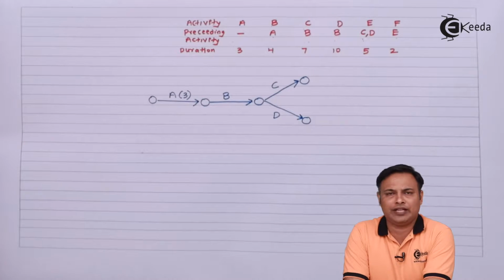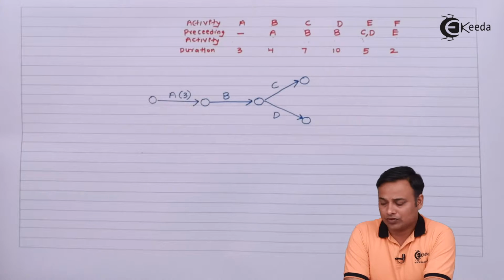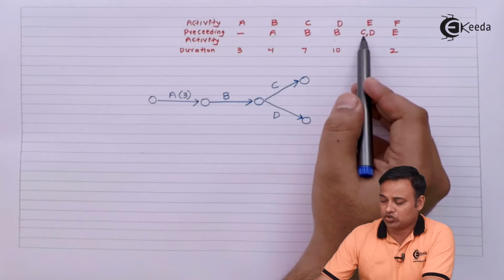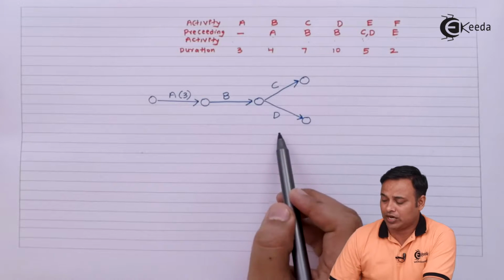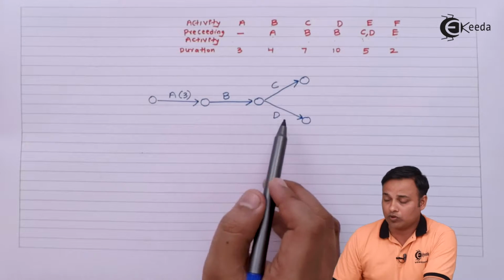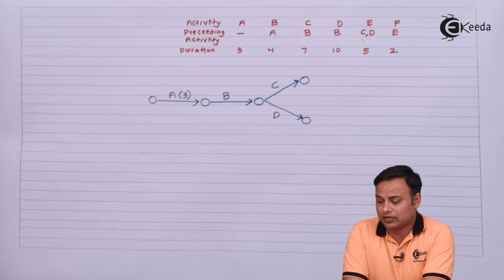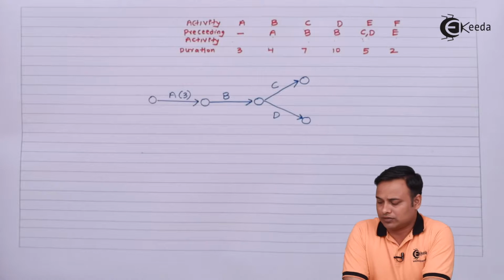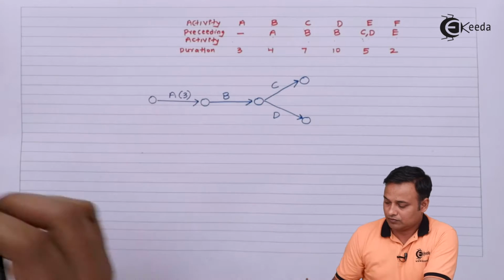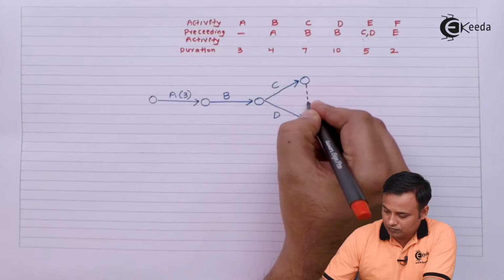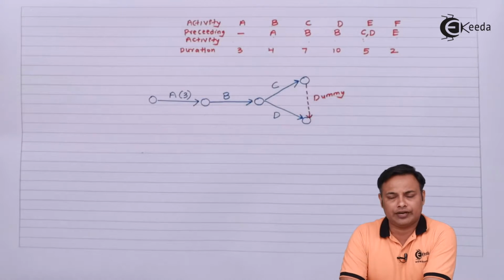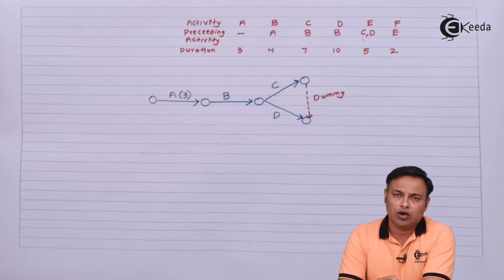Now C and D have the common tail, so they can't have the common head. I want to join C and D, but the tail of my C and D is already common, so I cannot join them directly. That's why I will introduce a dummy activity in this case. So I have taken a dummy from C to D.